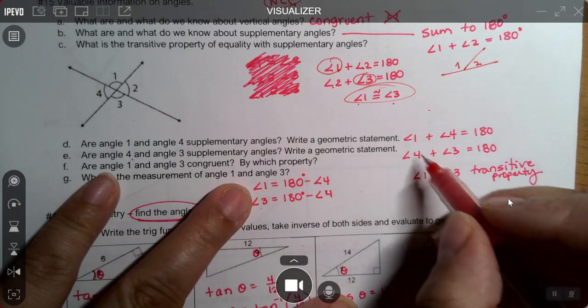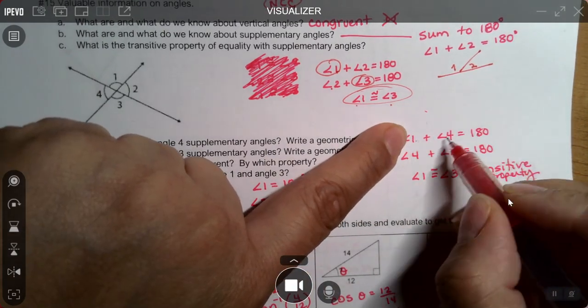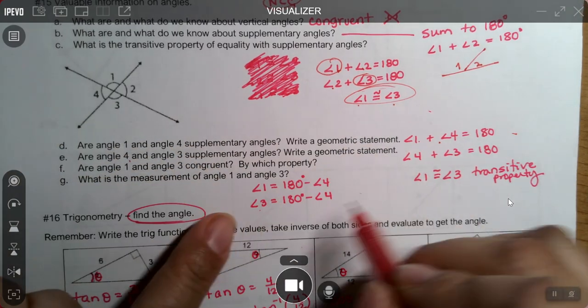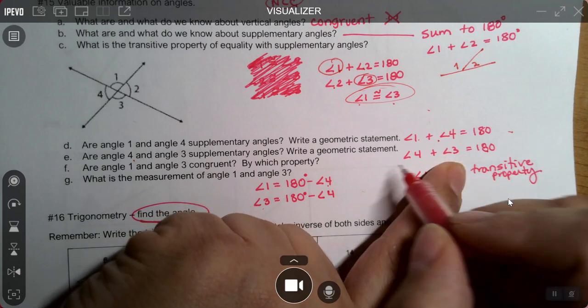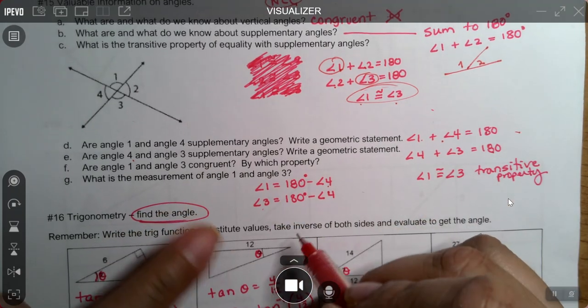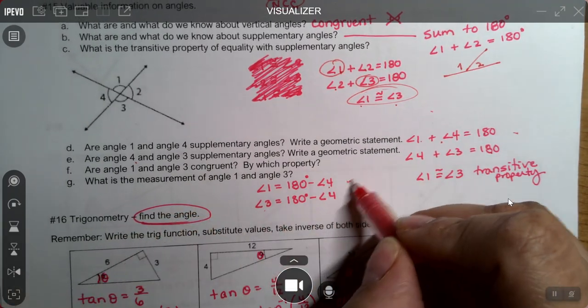Well, we can solve for it. Angle 1 is 180, and we need to subtract angle 4 from both sides. And over here, angle 3 is 180, and we need to subtract angle 4 from both sides. So then, there you go.